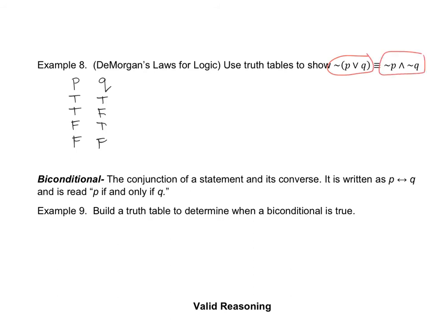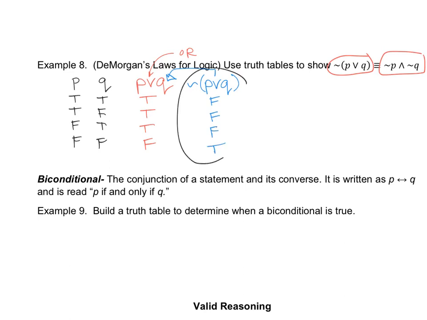So the left side wants us to look at, in the parentheses, P or Q. So the or means at least one has to be true. So the first one is true, second row is true, true, and then false. So now we're going to negate that. So negation of P or Q is going to be all the opposite truth values for what we just found over here. So we'll have false, false, false, true. So this is what the values are for the left side.